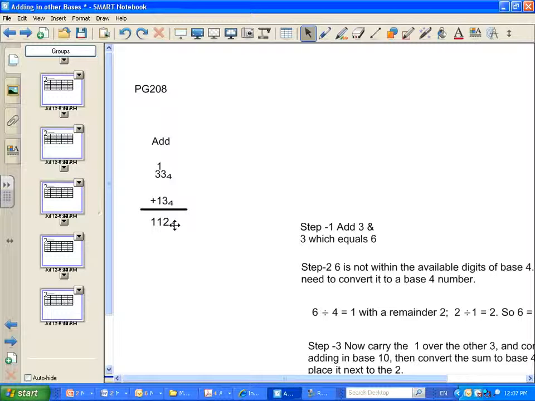Whenever you get over the available numerals or digits in whatever case, you have to convert it into the base that you're working in. So say for instance, suppose that the answer for this ended up being like 11 base 10. That means you have to immediately convert that 11 into something base 4. Okay.